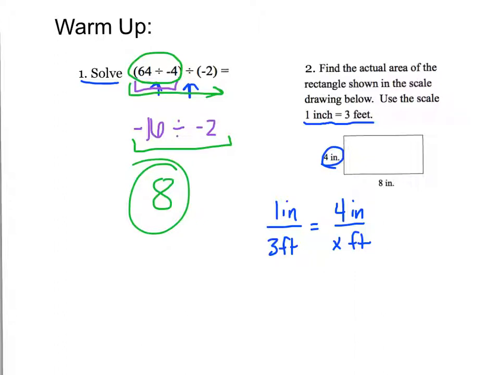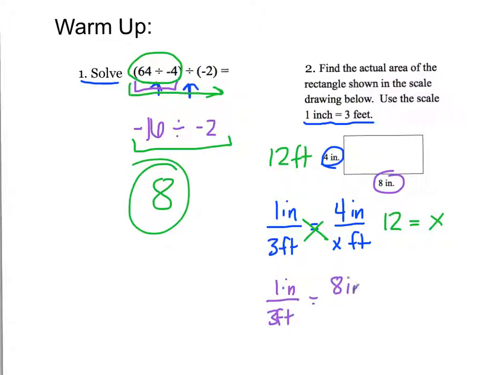To solve, we've done this in the past. Cross multiply. 3 times 4 is 12 equals x. So 4 inches is 12 feet. We can do the same thing for 8 inches. 1 inch over 3 feet equals 8 inches over x feet. Cross multiply and we get 24 equals this x. So 8 inches is the same as 24 feet.